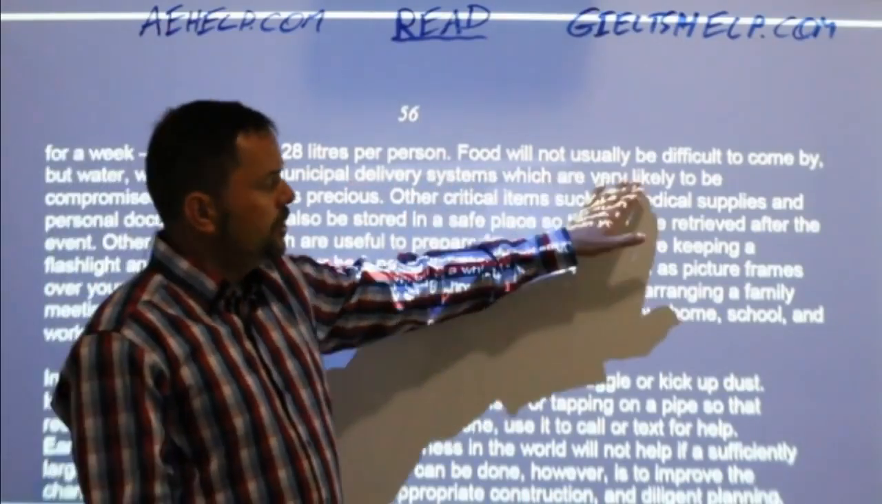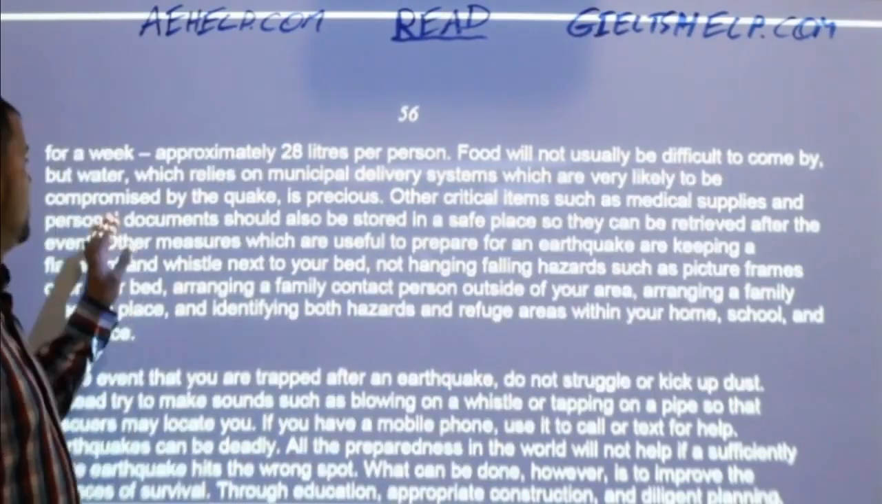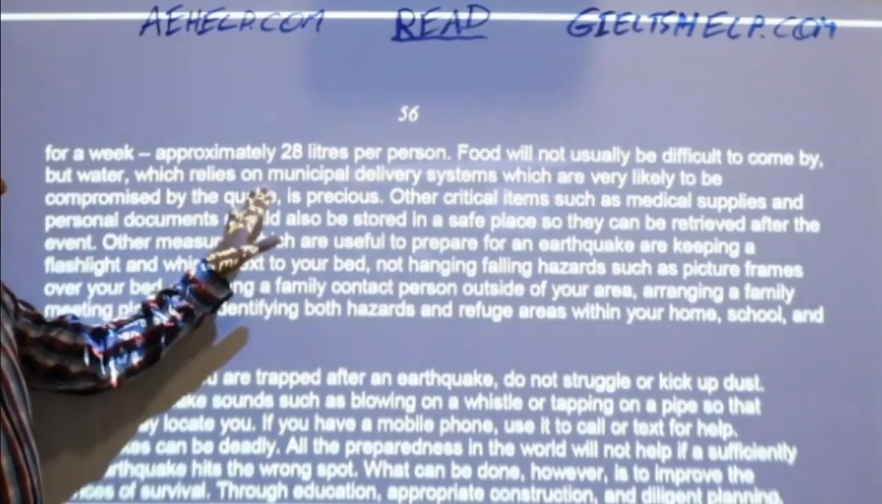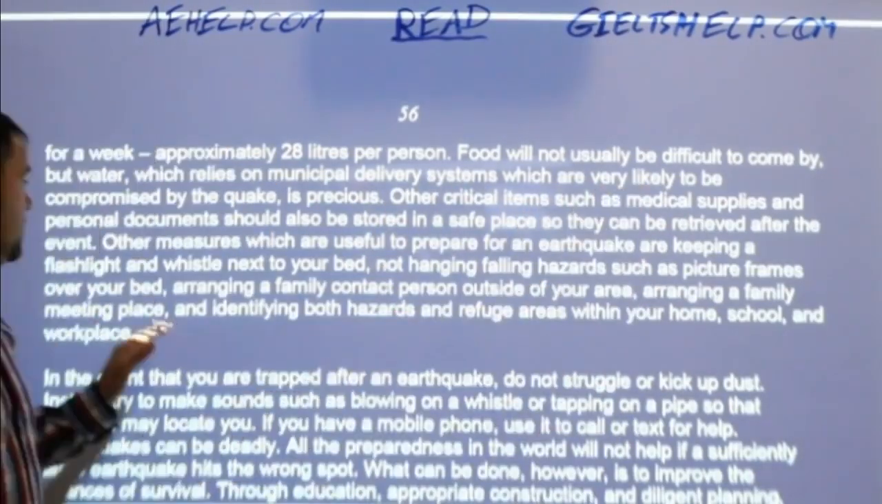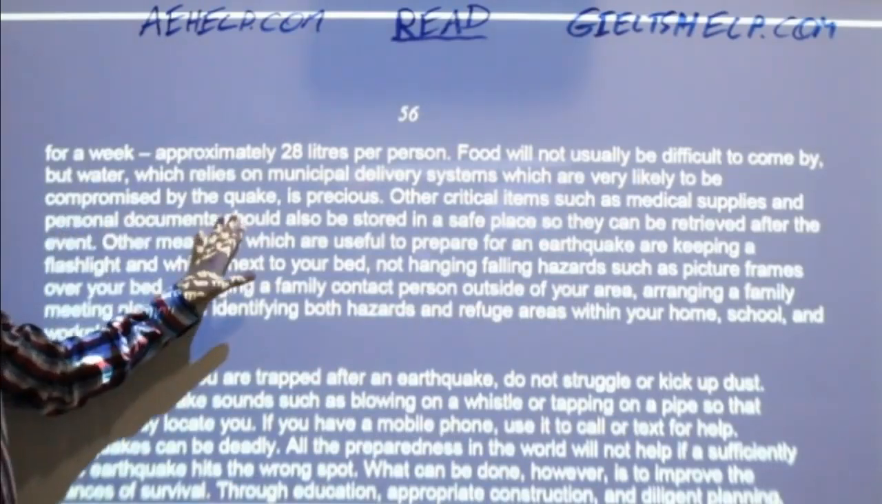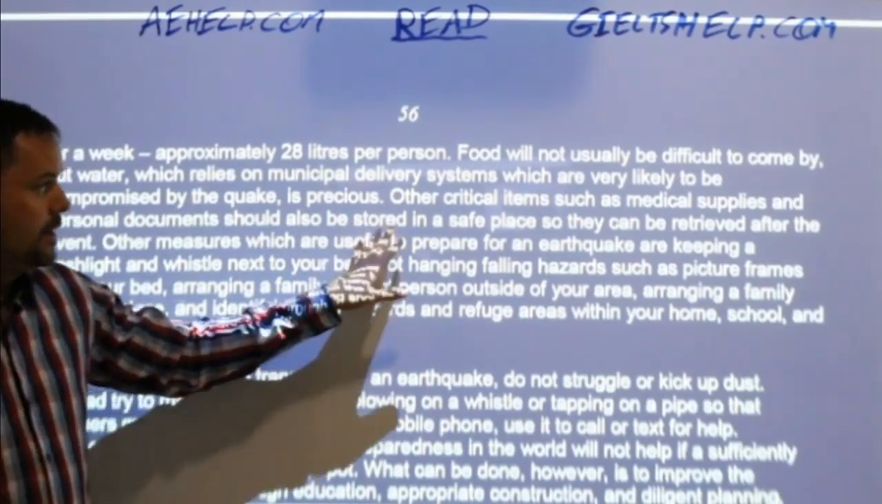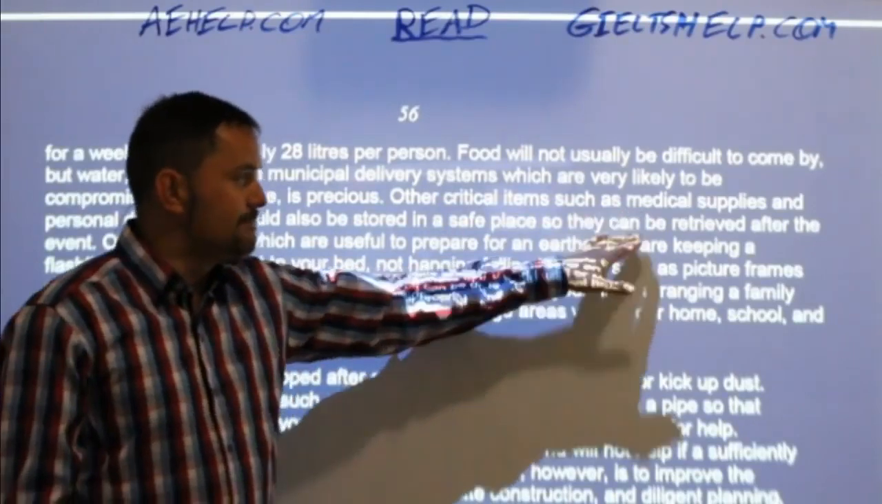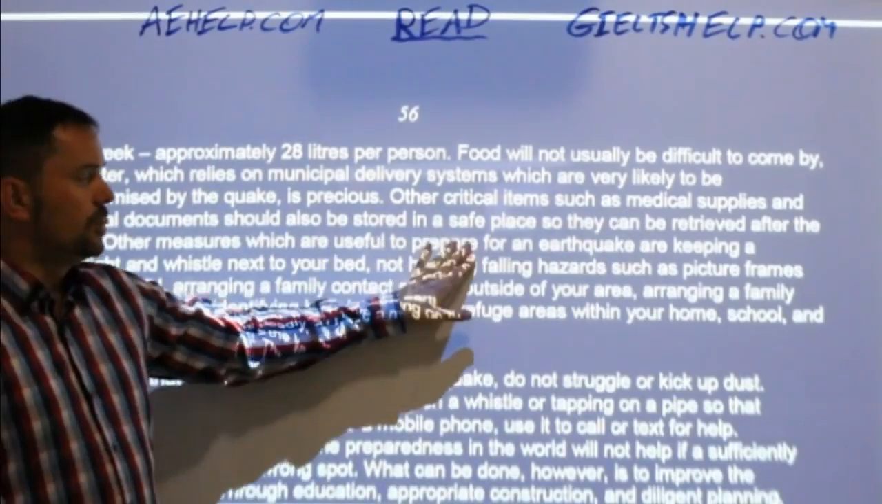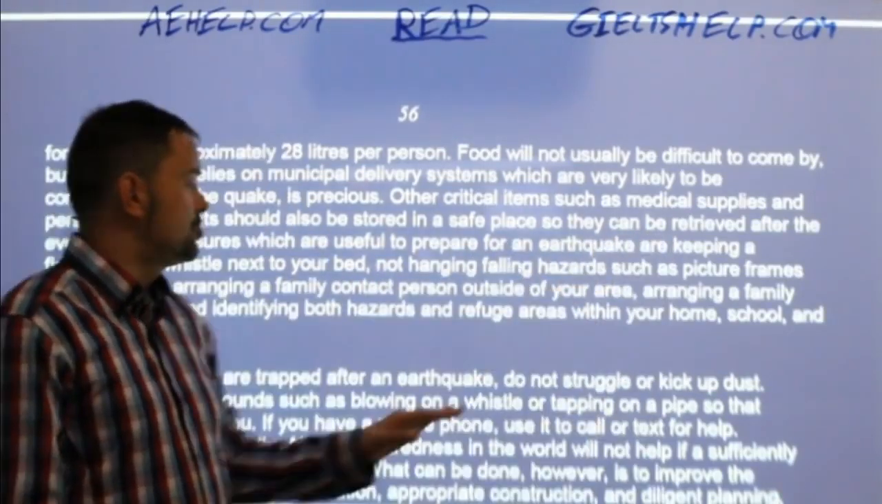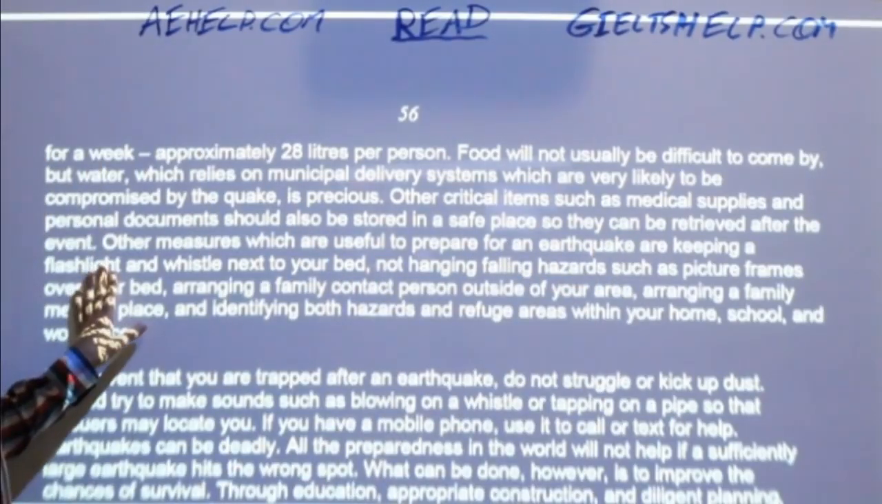Food will not usually be difficult to come by, but water, which relies on municipal delivery systems, which are very likely to be compromised by the quake, is precious. Other critical items, such as medical supplies and personal documents, should also be stored in a safe place so they can be retrieved after the event.